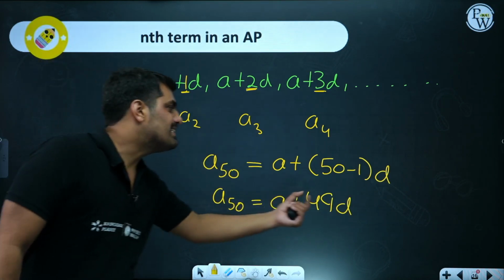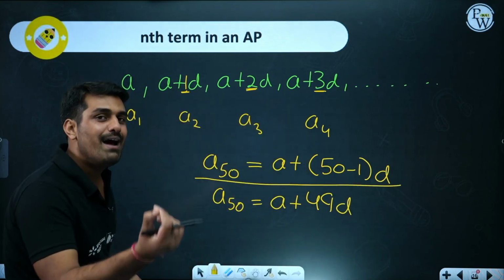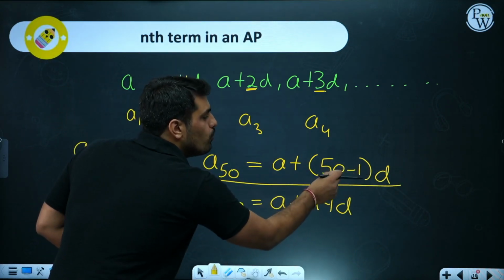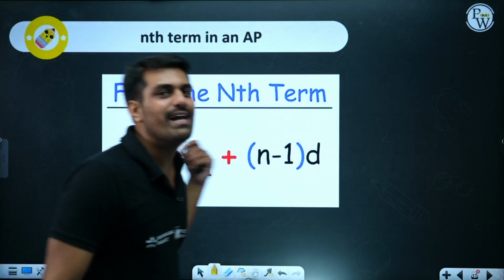Now this is a simple formula, and it can give me a general formula. Whatever term has been asked, just subtract 1 from it and multiply with D. I'll come up with a general formula looking like this.